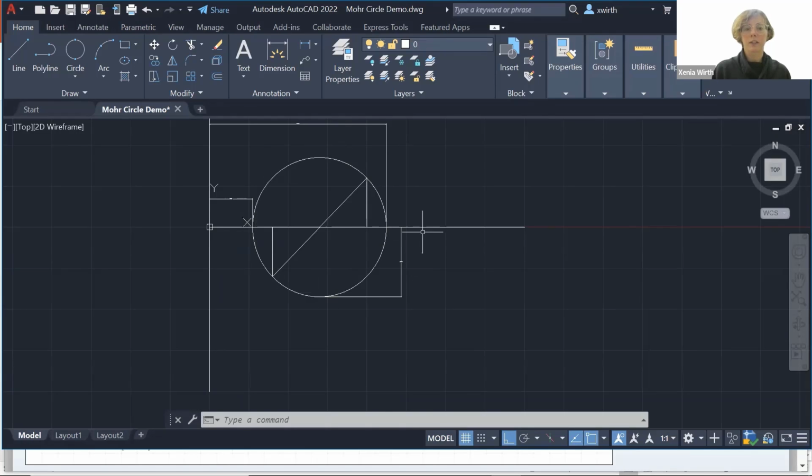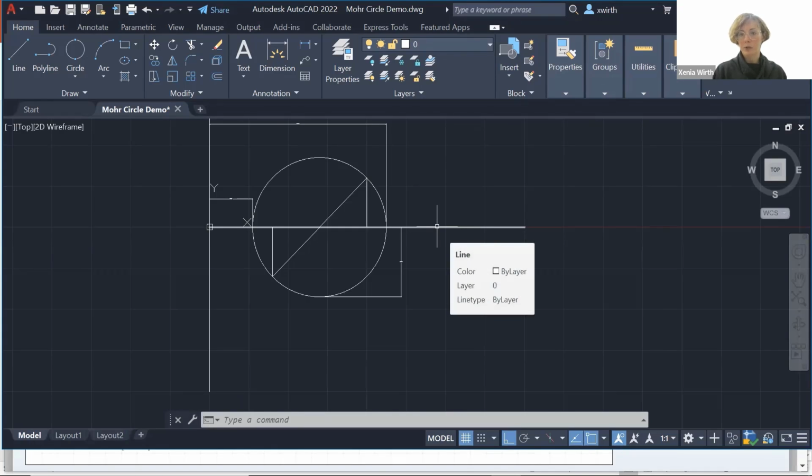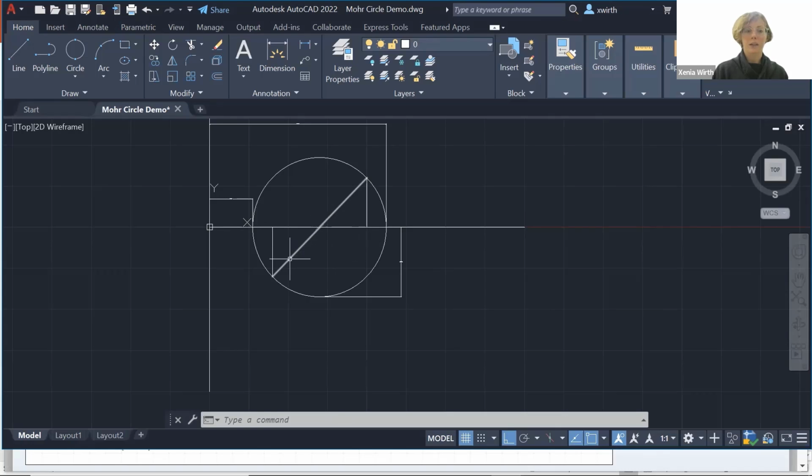Firstly, in order to find the angle of the principal stress plane, I recognize that this x-axis here, where the shear stress is equal to 0, is actually the location of the principal stress plane, because that is the definition of the principal stress plane. Shear stresses are equal to 0. So I need to find a way to dimension an angle from my initial stress state, defined by these 2 points here at the edge of the circle, to the angle of that principal stress plane.